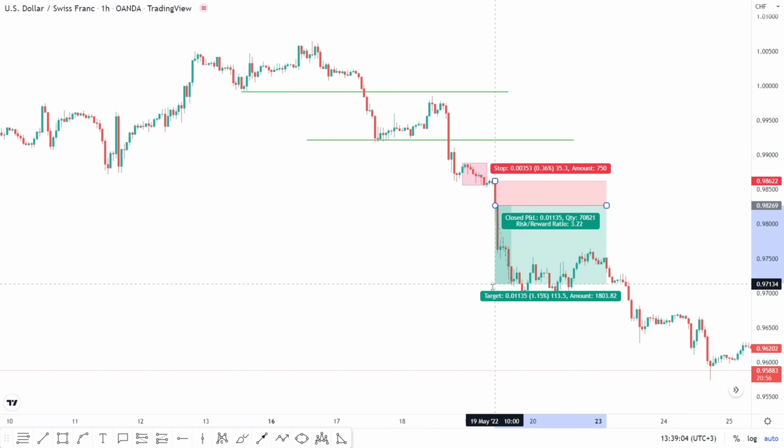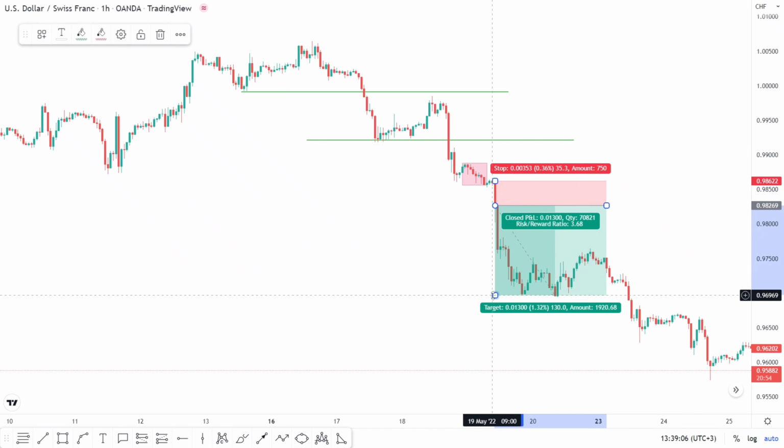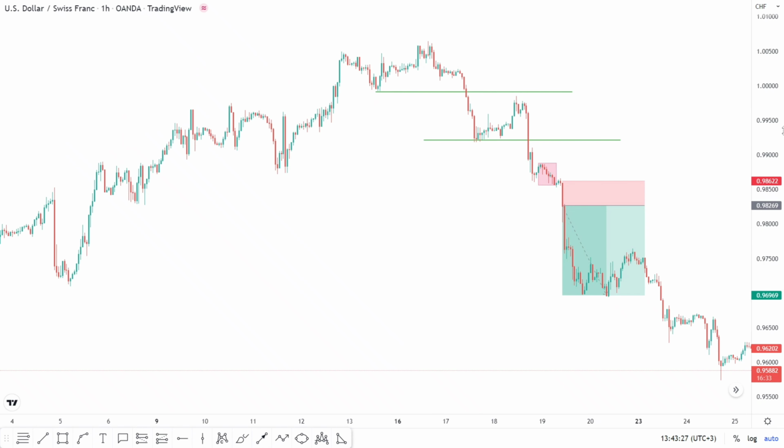Then the trade dropped all the way over 130 pips. It dropped even further, but this was the immediate trade that we took using the M pattern. A quick recap of the trade: we remember that we started from the daily time frame, which is a higher time frame. So we were able to identify the market direction from the daily time frame.